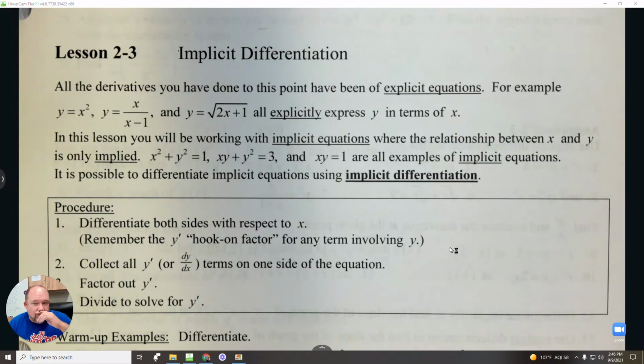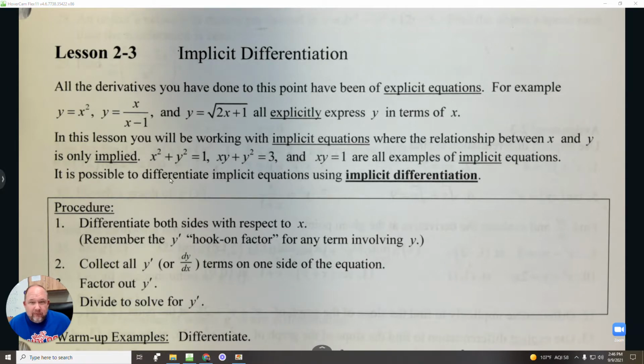This is lesson 2.3, implicit differentiation. All the derivatives you've done up to this point have been explicit: y equals this, y equals that. This lesson is going to be when x's and y's are kind of jumbled together, where it's not explicit, y equals.